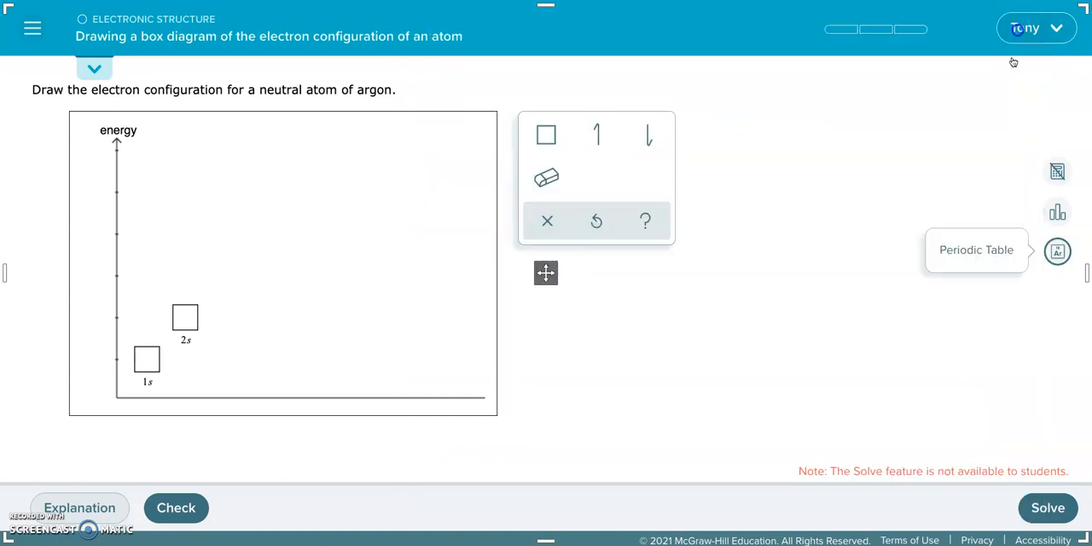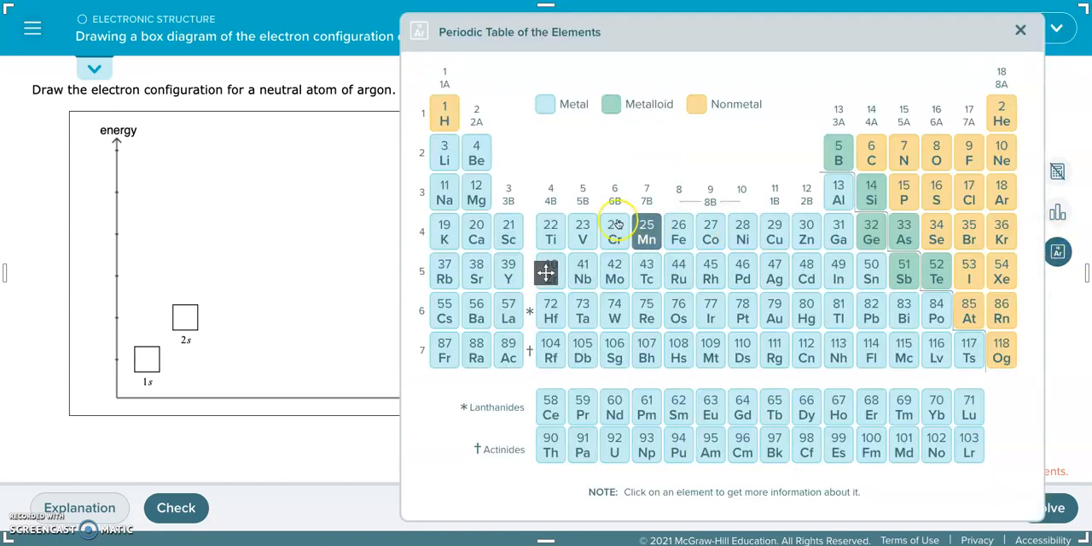So I'm going to go over here to our periodic table icon and basically just look for argon first and foremost. So we're going to be filling in the electron configuration for a neutral atom of argon. So I can find argon over here. I know that this number above it represents the number of protons. Since it's a neutral atom of argon, that also tells us the number of electrons, because the electrons and protons should equal each other if we're talking about a neutral atom. Therefore, we're going to have 18 electrons that we're going to need to fill in our full box diagram.